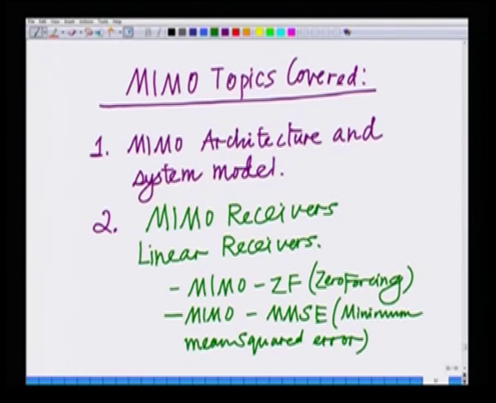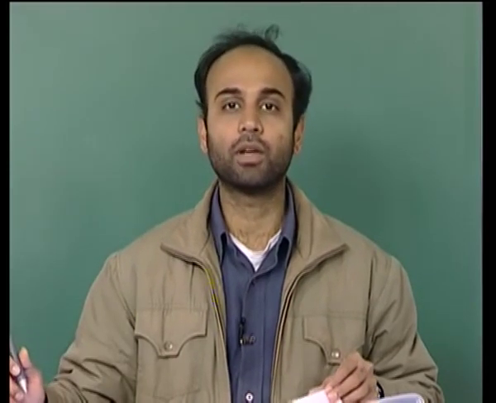So, we started with the MIMO architecture model, and we started looking at MIMO receivers. Due to lack of time, I am going to close this lecture at this point. We are going to finish this in the next lecture and start with our next topic in this course on 3G 4G wireless communication systems. All right. Thank you very much for your attention.